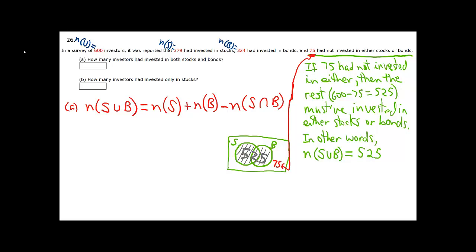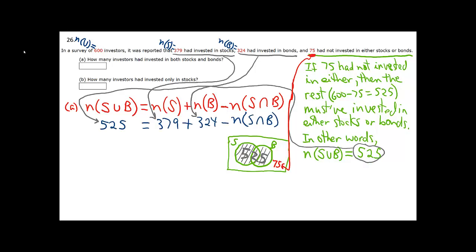Once I get that equation, I'm home free because I know 3 out of the 4 values. I just calculated the 525, which is the union of S and B. We were given the number of elements in S as being 379, and the number of elements in B as being 324, and the only unknown is what we're solving for. So if I add 379 and 324, I get 703, and if I manipulate that around, I find out that the number of elements in S intersect B is 178, and that is the set of investors that invested in both, so that is the answer to question A.